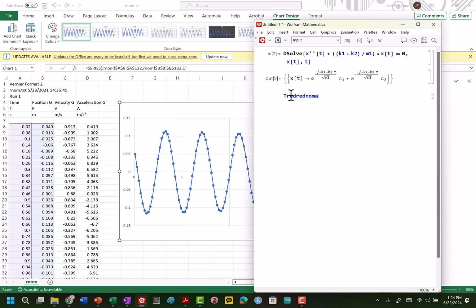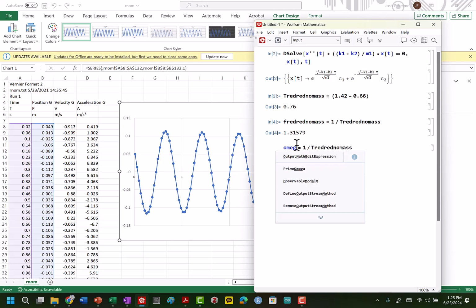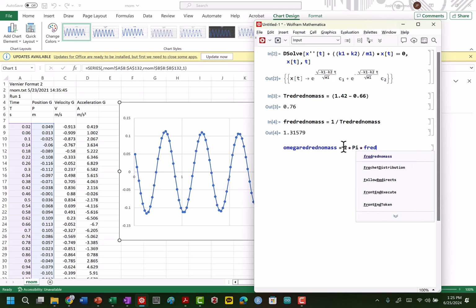T red, no mass. Although no mass, no additional mass in the cart. That was going to be 1.42 minus 0.66. Then my F red, no mass, is going to be equal to 1 over T red, no mass. And then our omega red, no mass, is just going to be equal to 2 times pi times F red, no mass. Excellent. So that is our frequency, or our circular frequency, experimentally.